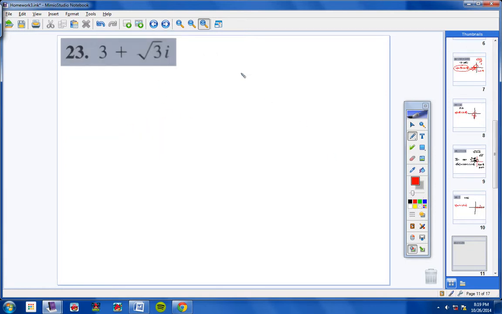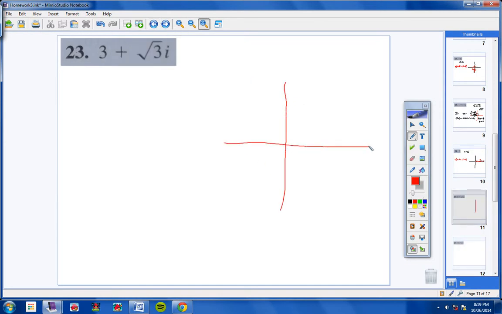Okay, here we go. Positive, positive, so we'll put a point right here. Over 3, and we're actually, that's incorrect. Sorry about that, students. We're over positive and up positive, so it would be over here somewhere. There we go. It's a lot better. And we'll be over 3, and we'll be up square root of 3.